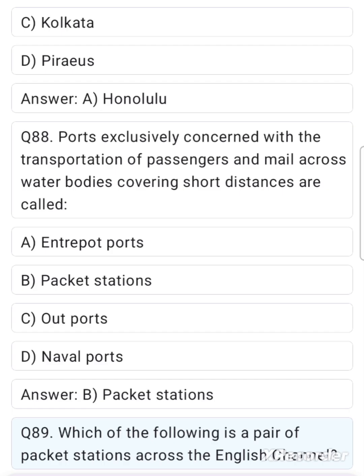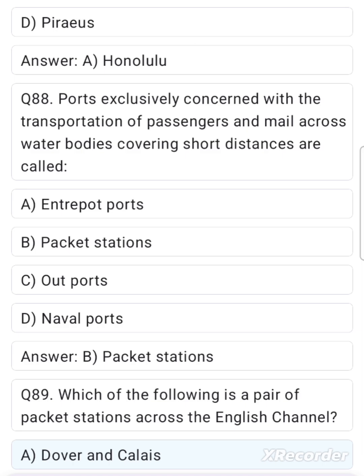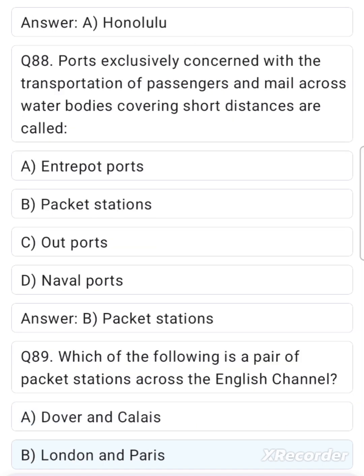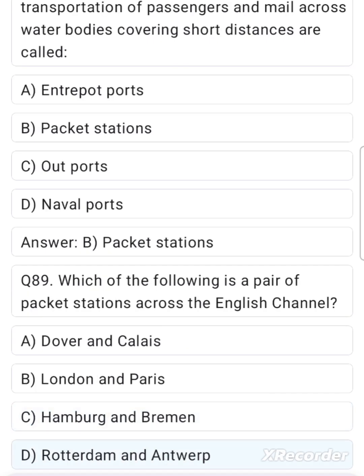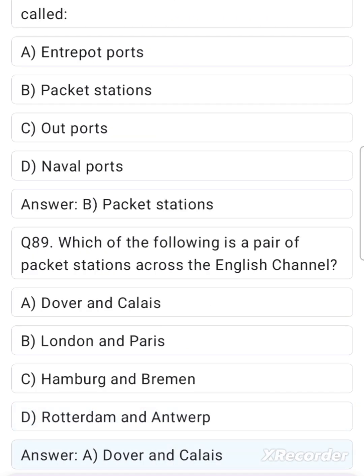Which of the following is a pair of packet stations across the English Channel? A. Dover and Calais. B. London and Paris. C. Hamburg and Bremen. D. Rotterdam and Antwerp. Answer: A. Dover and Calais.